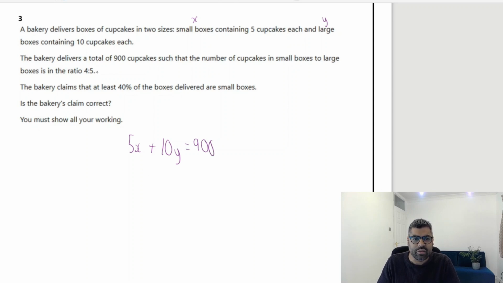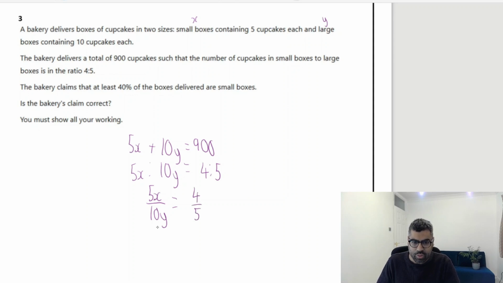The second equation is going to use this ratio of 4 to 5. So if we have 5x in terms of our small cupcakes, and then we have 10y in terms of our large cupcakes, that will give us the ratio 4 to 5. Because we're told that the ratio 4 to 5 represents the number of cupcakes in small boxes to large boxes. And then we can rewrite this into an equation format by saying 5x over 10y equals 4 over 5.